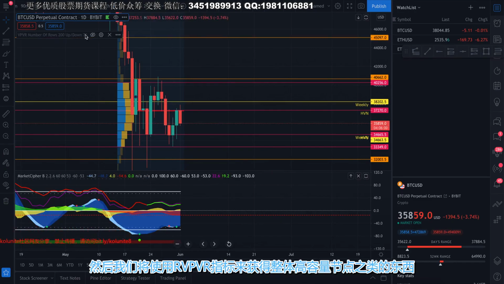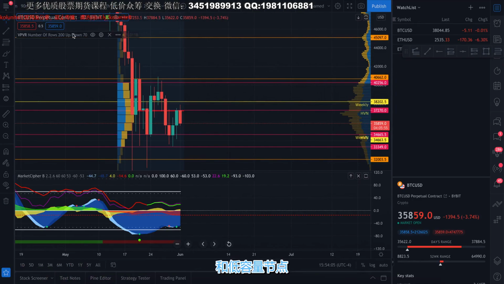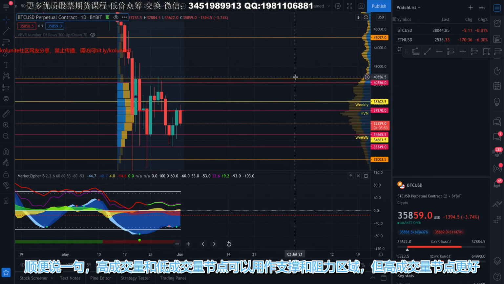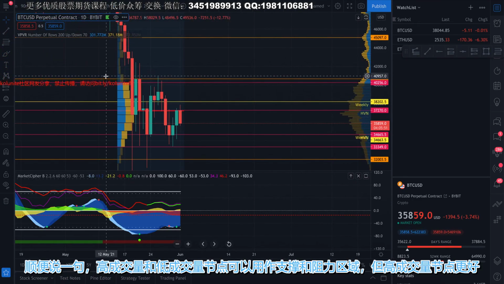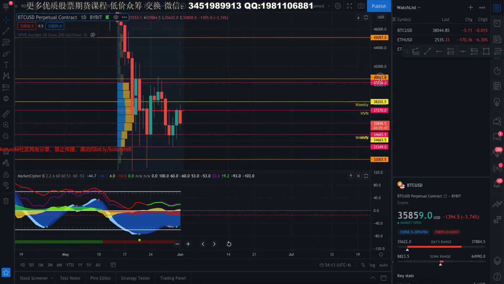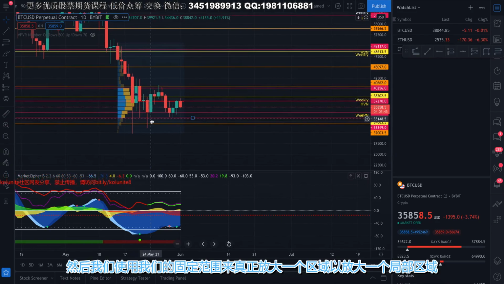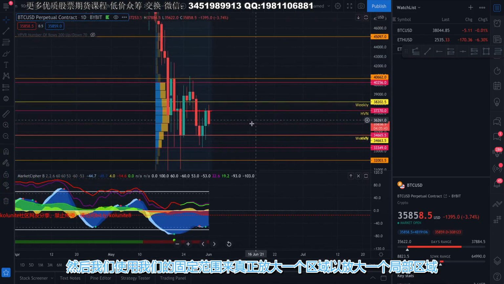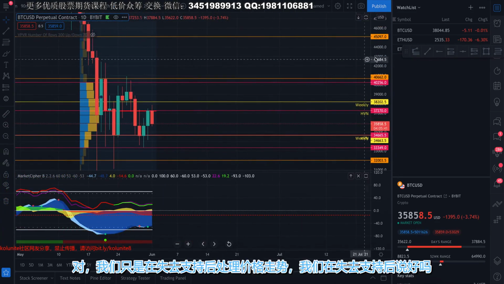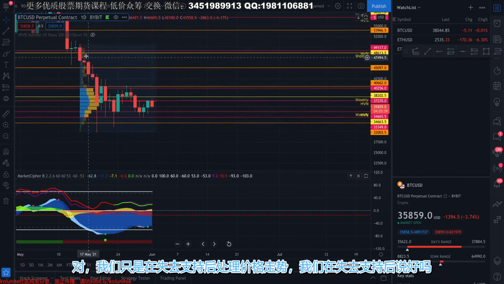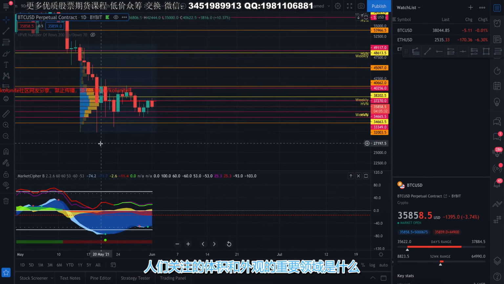Then we're going to use our VPVR indicator to get overall high volume nodes and low volume nodes. By the way, high volume and low volume nodes can be used as areas of support and resistance, but the high volume nodes are better. Then we use our fixed range to zoom in on a local area, right? We're just dealing with the price action after we lost this support. And we're saying, okay, after we lost the support, what are the significant areas of volume?